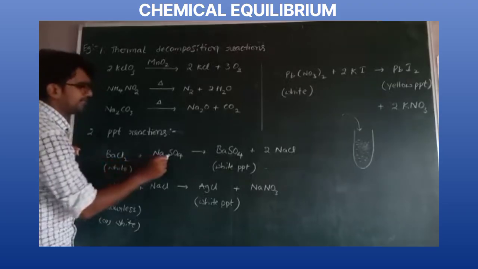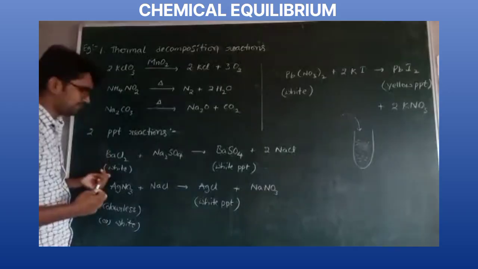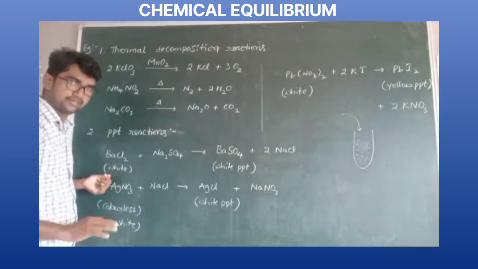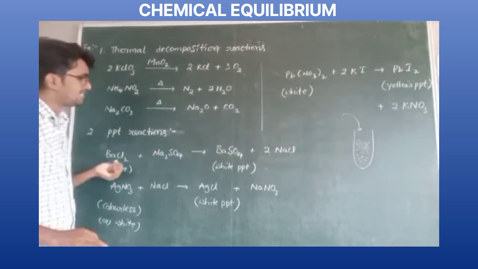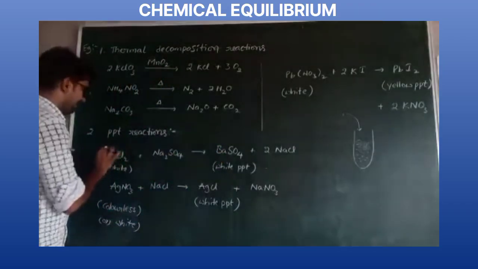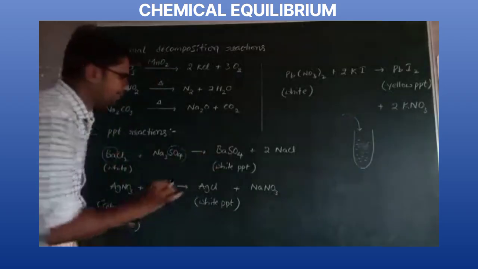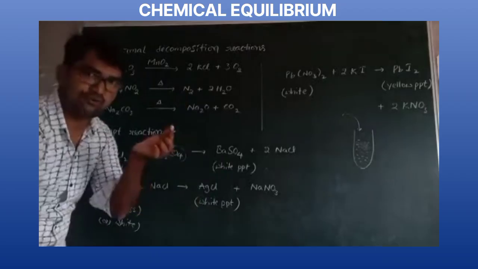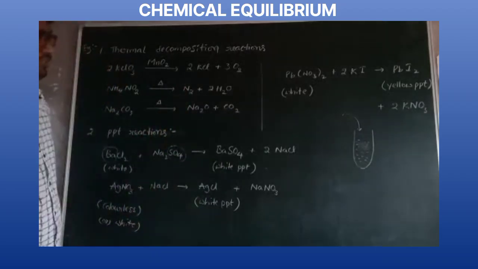Actually, if BaCl2 and Na2SO4 are involved in a reaction, BaCl2 is white in color only, but there is no precipitation. But if BaCl2 reacts with Na2SO4, the Ba and SO4 combine together to form BaSO4 and form a white precipitate. BaSO4 is a white precipitate, meaning small white pieces are observed, which settle at the bottom of the test tube.